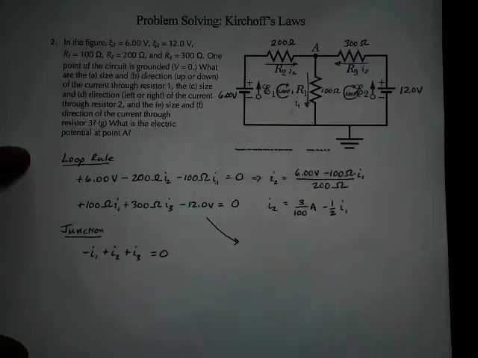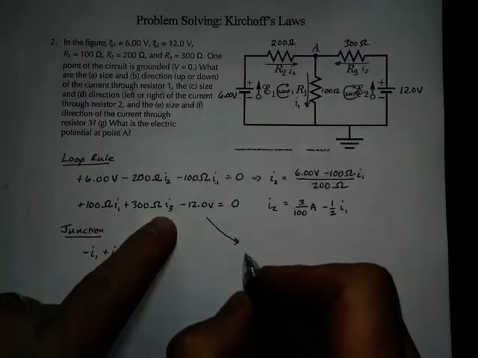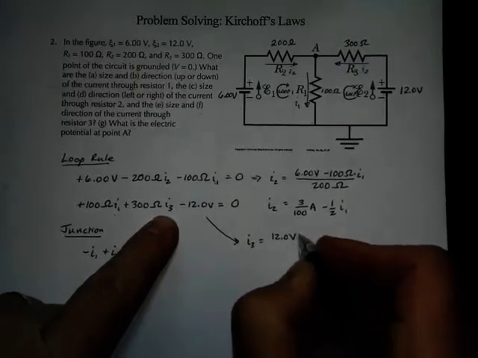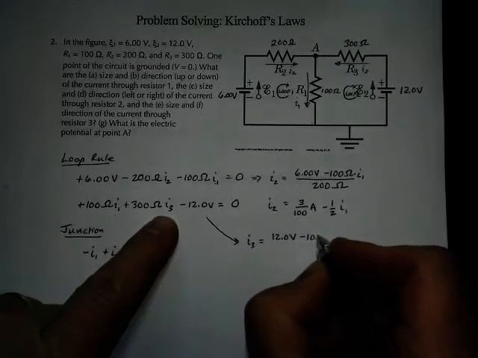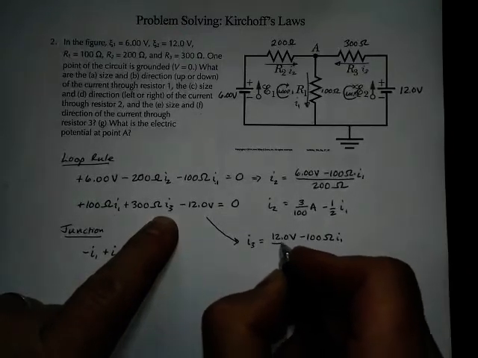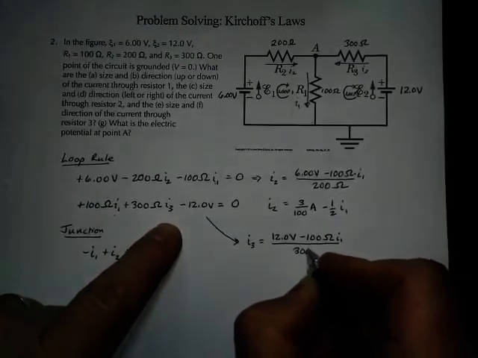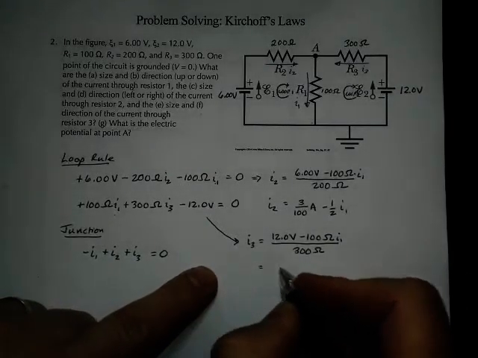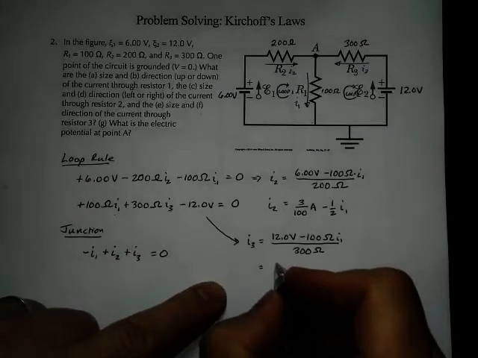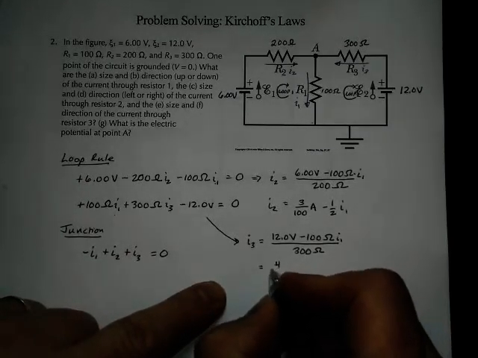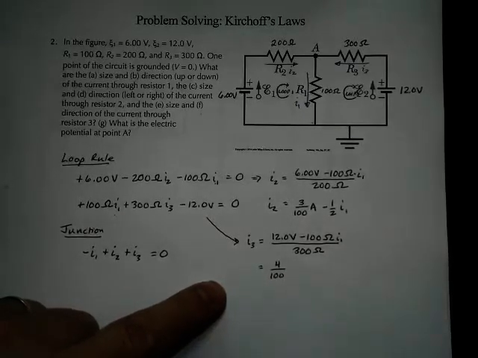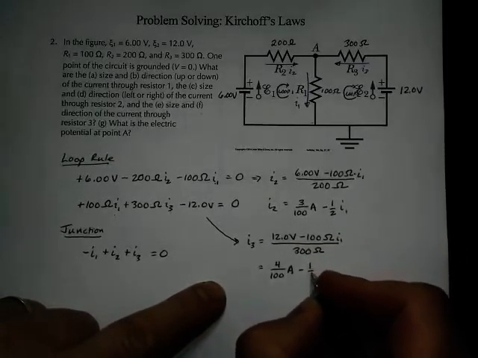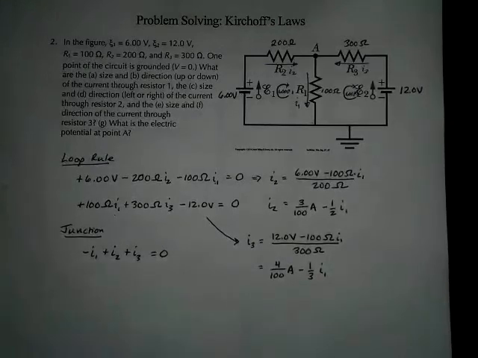Let's take this one down here a bit. I'm again trying to isolate I3. So I3 is going to equal 12 volts minus 100 ohms times I1, all divided by 300 ohms. 12 volts divided by 300 ohms is the same thing as what? 4/100ths of an amp, and I'm going to leave the common denominator of 100 because I'm going to need to combine things shortly. Then 1 over 3, so that's minus 1/3 of whatever I1 ends up being.